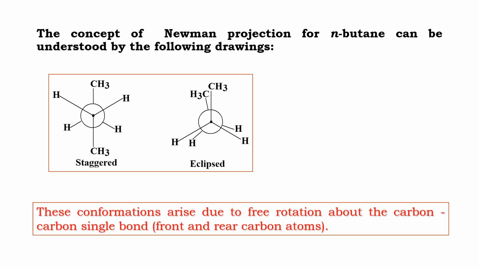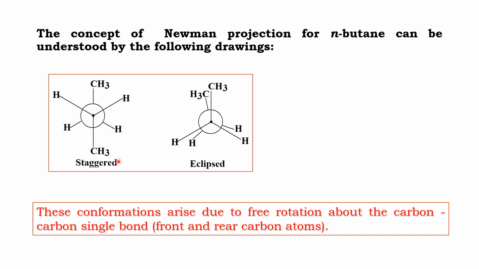Newman projection formula is usually used for representing the conformations of molecules. And to identify and understand the conformations, we usually use the Newman projection formula. See here, this is the Newman projection formula of staggered and eclipsed form of normal butane.